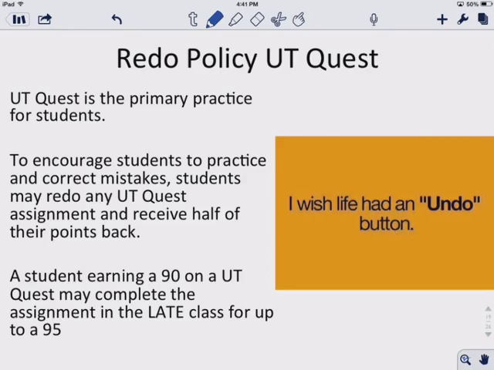And so if you didn't do the assignment at all, you can make it up and get half of your points back. Any student is available to do this. You can sit down, and if you don't like your 90 and you want a higher grade, you just redo the assignment in the late class, and we'll sign up for these in class. You'll be in your normal class, and then you'll have another class that's called the late class, and all you have to do is make it up in there, and you can get half of your points back that you missed.